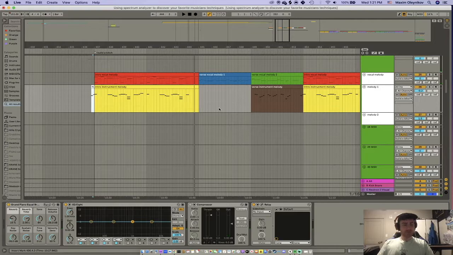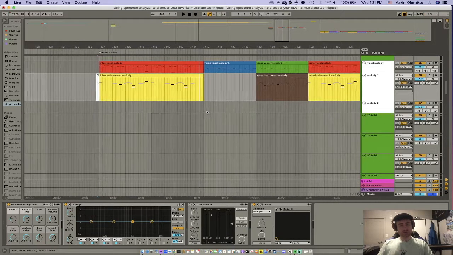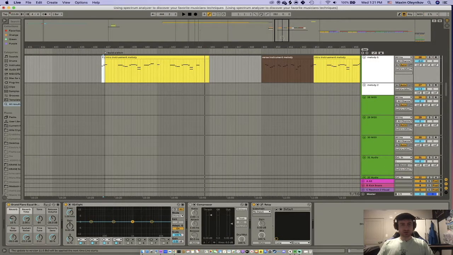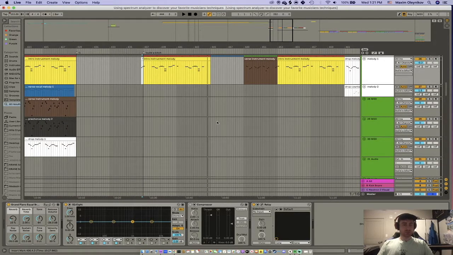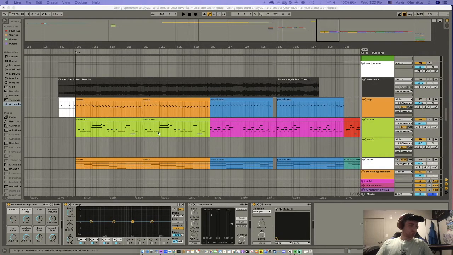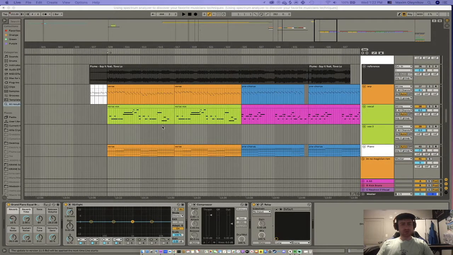And so I'm able to do all this without any musical training, just by using the spectrum analyzer. And this is very useful for somebody who's trying to teach themselves music theory and trying to figure out how to write better music. So what's the use of transcribing anyways?